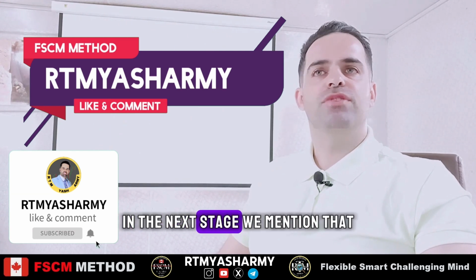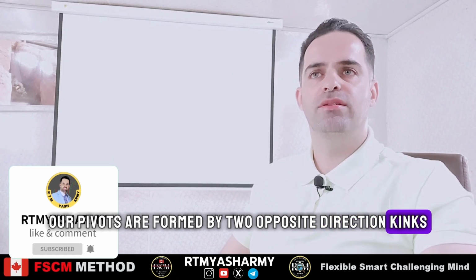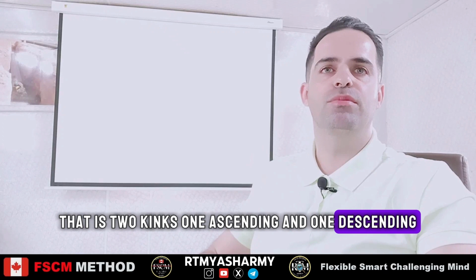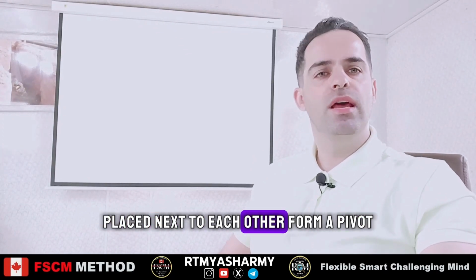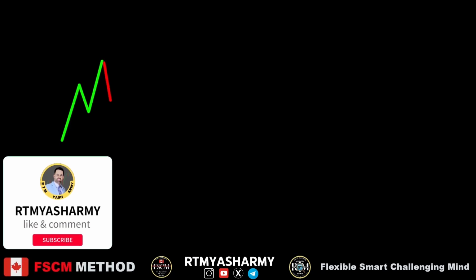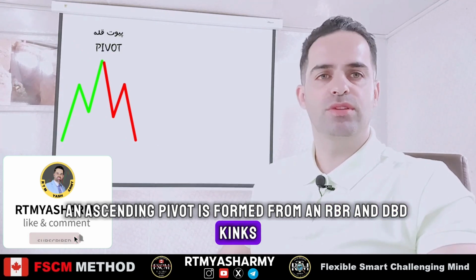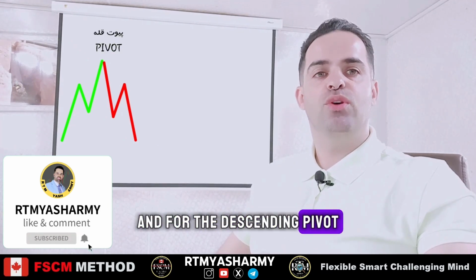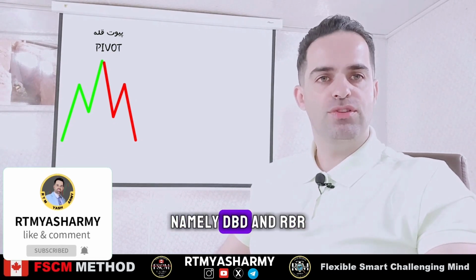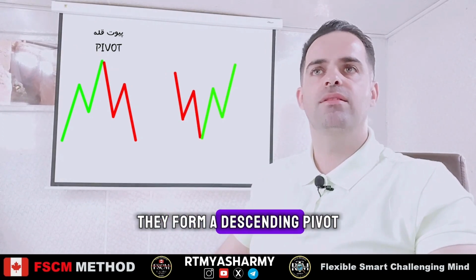In the next stage, we mentioned that our pivots are formed by 2 opposite direction kinks. That is, 2 kinks, one ascending and one descending, placed next to each other, form a pivot, either a peak or a valley. For example, an ascending pivot is formed from RBR and DBD kinks. And for the descending pivot, they're formed from 2 opposite direction kinks, namely DBD and RBR. When these 2 come together, they form a descending pivot.